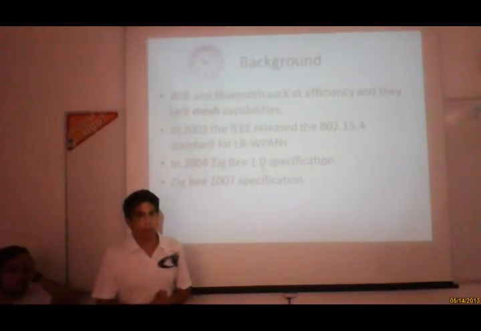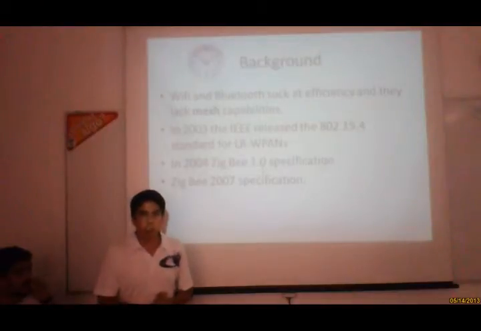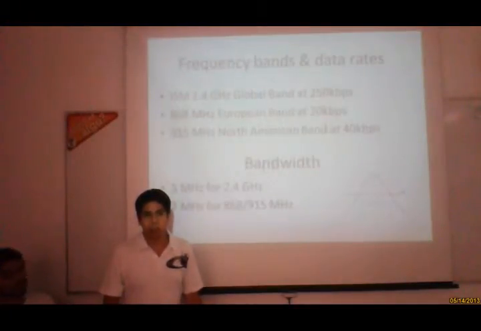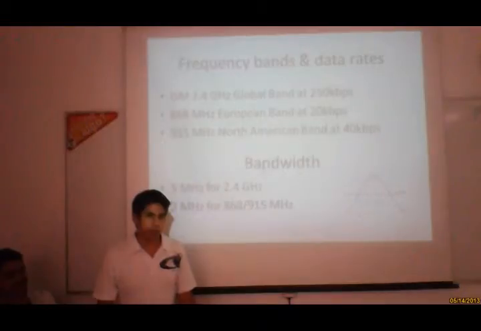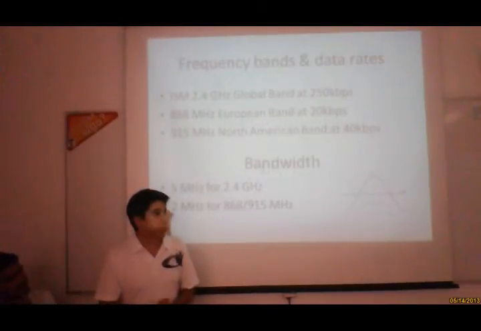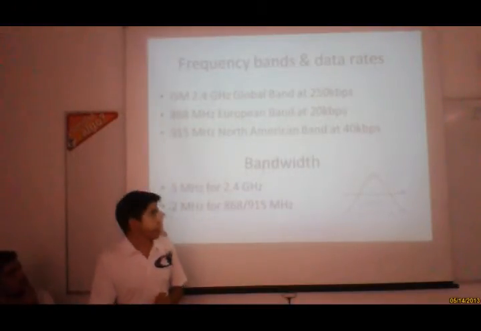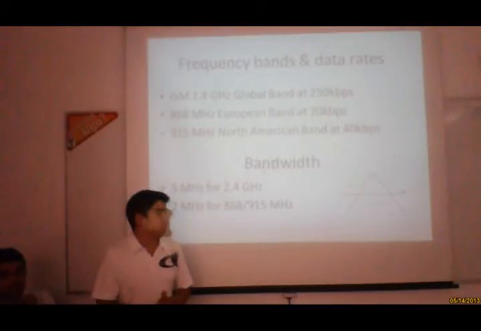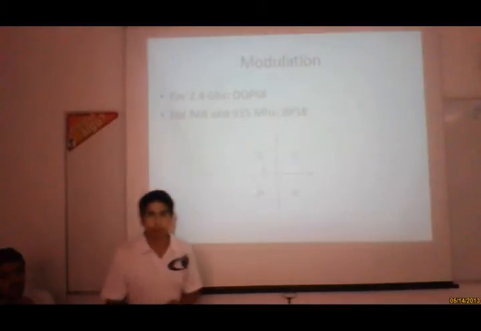Zigbee works in 3 different bands: the ISM 2.4 GHz global band at 250 kilobytes per second, the 868 MHz European band at 20 kilobytes per second, and the 915 MHz North American band at 40 kilobytes per second. Zigbee works in 2 bandwidths. For the 2.4 GHz band, it works at 5 MHz, and for the 915 and the 868 MHz, it has a bandwidth of 2 MHz.